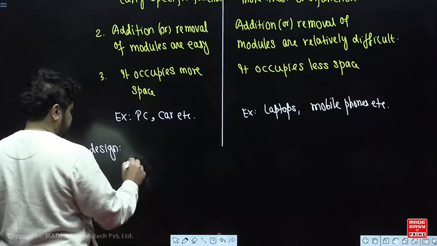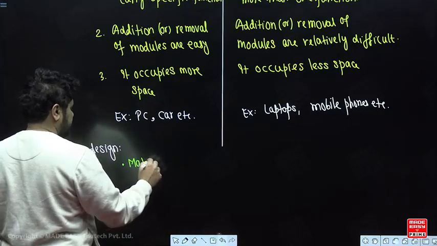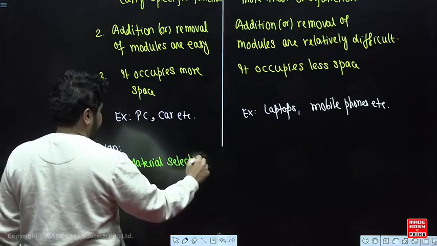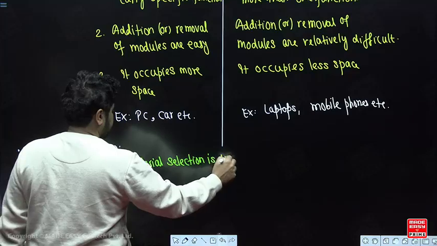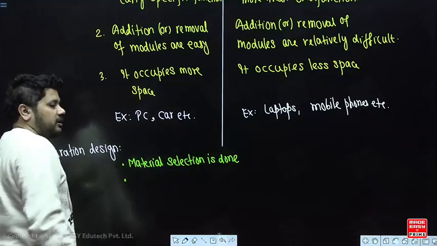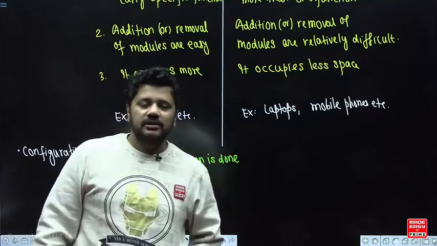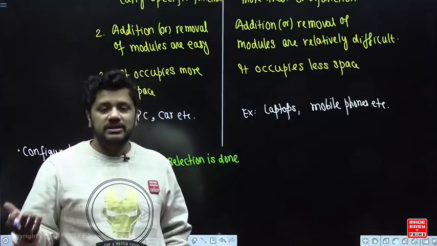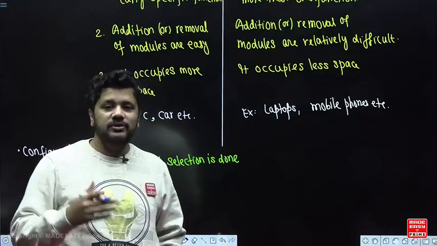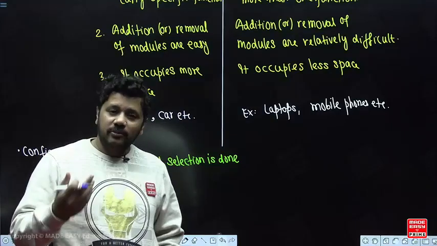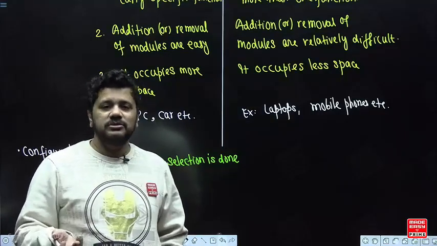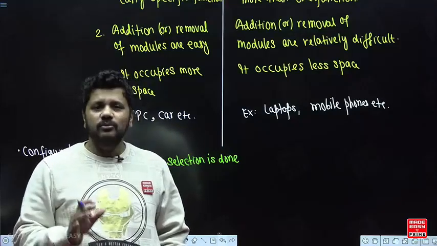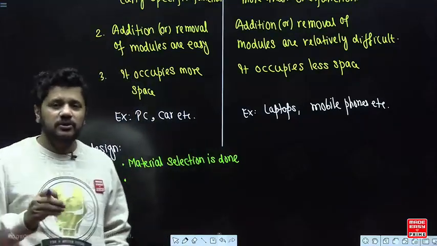In this, material selection is done. What is the meaning of material selection? Material selection means what type of material is going to be used, suppose stainless steel or copper based or something else, a plastic body. If it is plastic, which type of plastic? If I am going to use rubber, which type of rubber? If I am going to use glass, which type of glass, right. So every material with which we are going to manufacture the product.